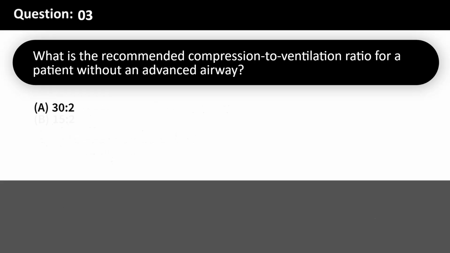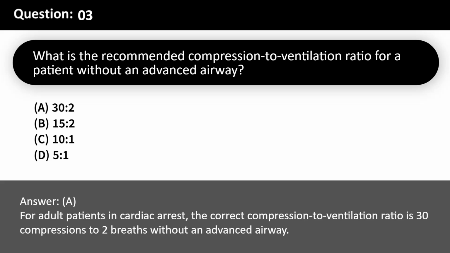What is the recommended compression to ventilation ratio for a patient without an advanced airway? A. 30:2. B. 15:2. C. 10:1. D. 5:1. Answer, A. For adult patients in cardiac arrest, the correct compression to ventilation ratio is 30 compressions to 2 breaths without an advanced airway.